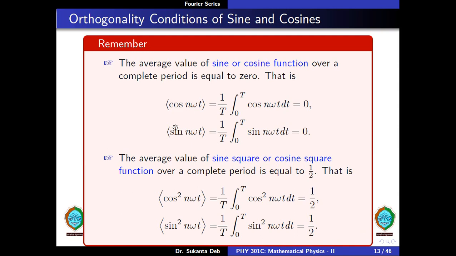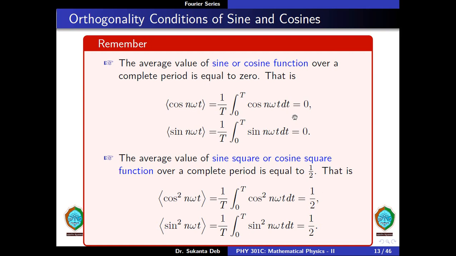Also, we should remember that the average value of a sine or cosine function over a complete period is equal to 0. That is, the average value of cos of n omega t is equal to 1 by T times the integral from 0 to capital T of cos of n omega t dt. This is equal to 0. Similarly, the average value of sine is also equal to 0.